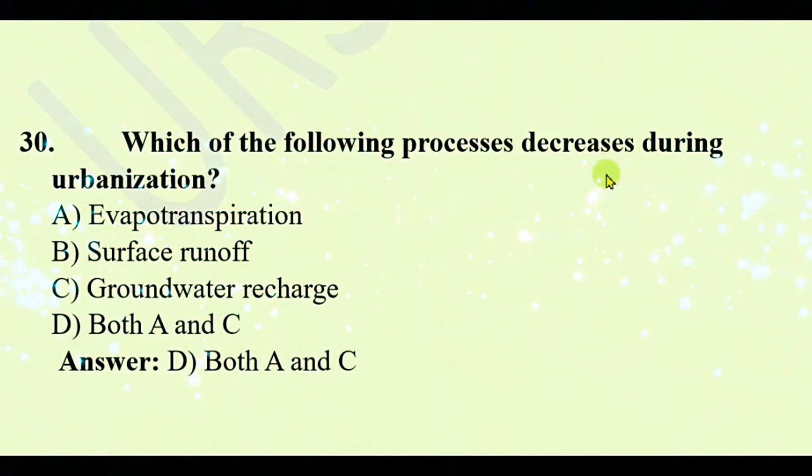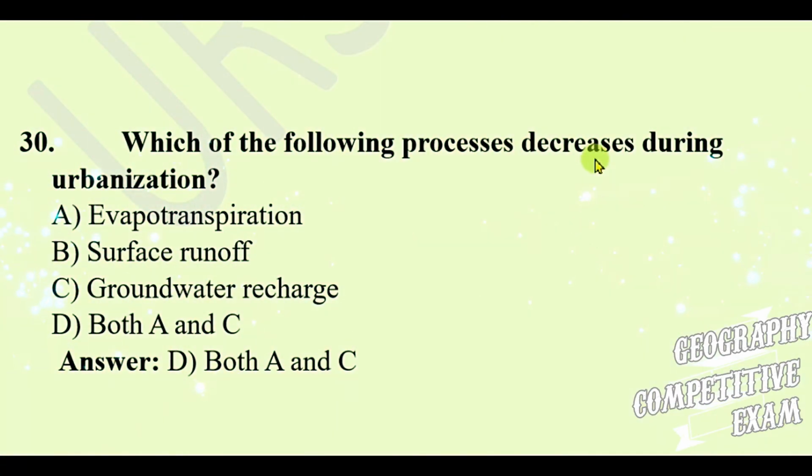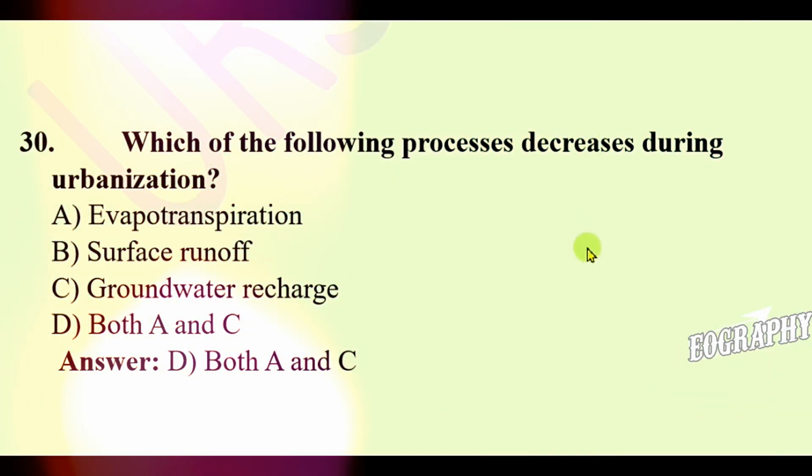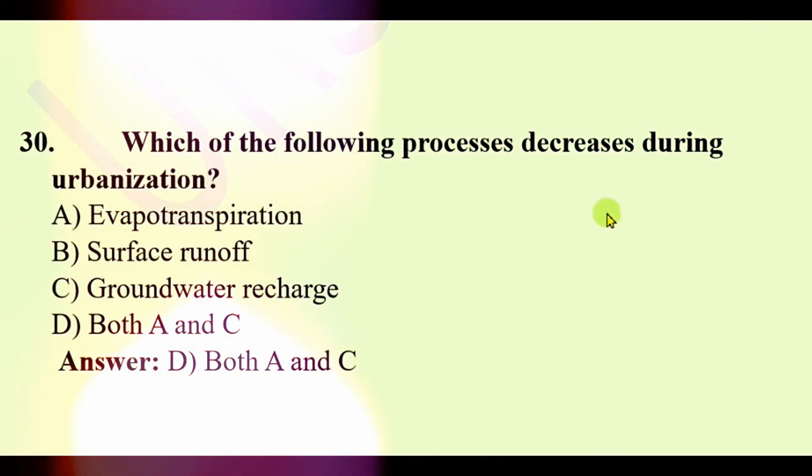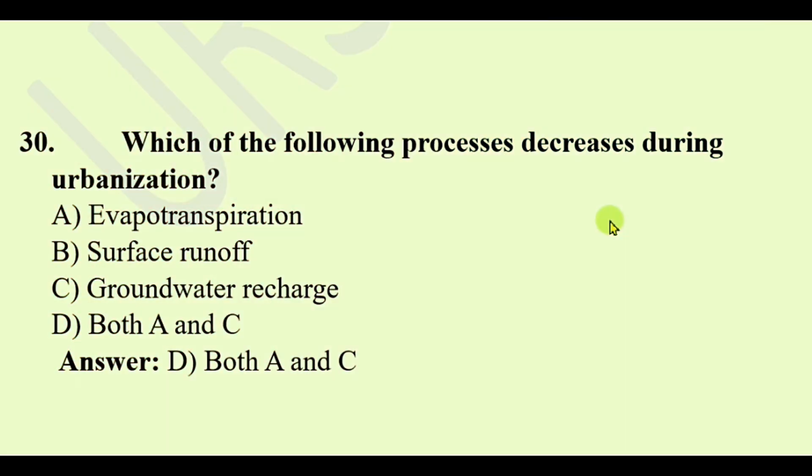Question 30. Which of the following processes decreases during urbanization? Evapotranspiration, surface runoff, groundwater recharge, both A and C. Here the right answer will be both A and C, because due to urbanization, plant species and plant surface area decreased, so the evaporation and transpiration can decrease. At the same time, surface water body also decreased, so evaporation and transpiration decreased for that reason, and also groundwater recharge decreases because surface runoff becomes high because of the concrete surface.